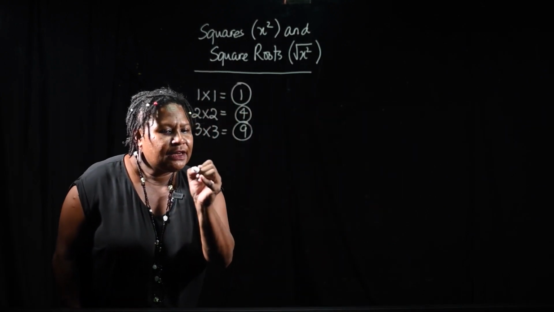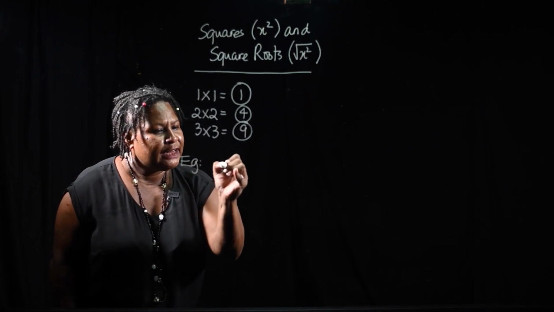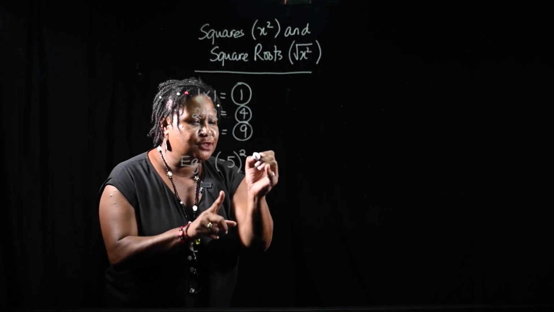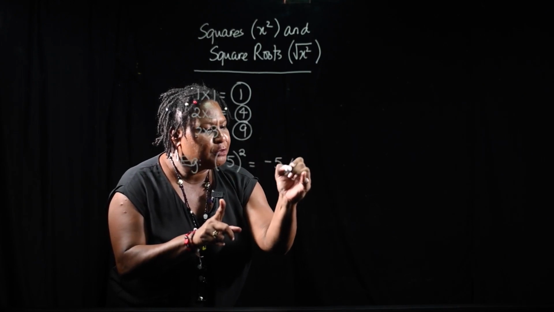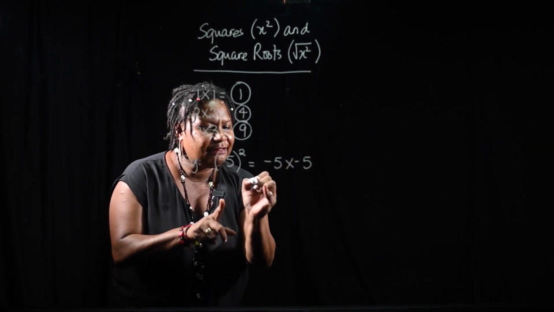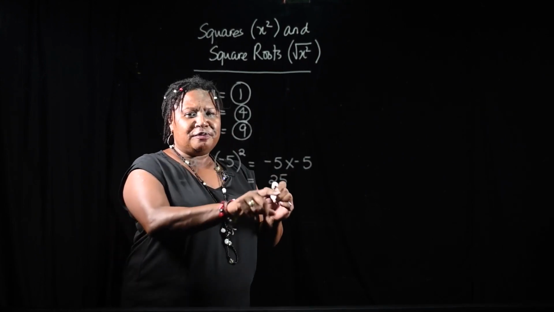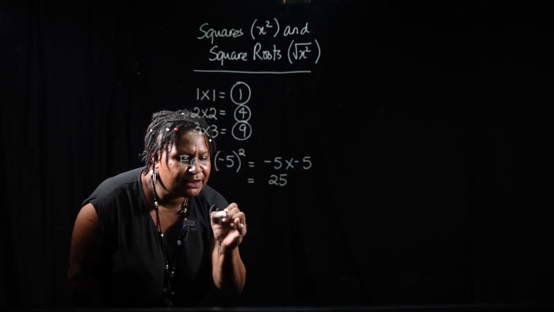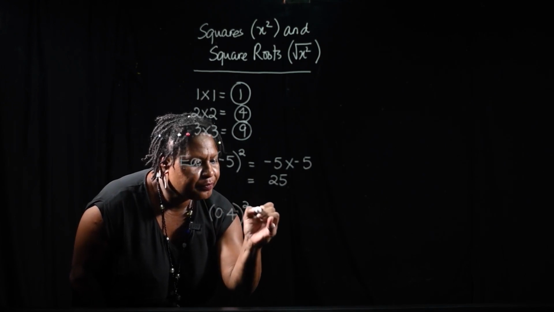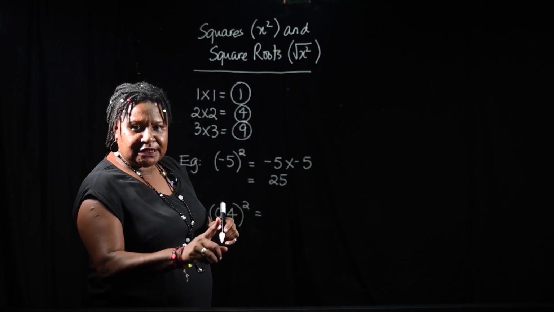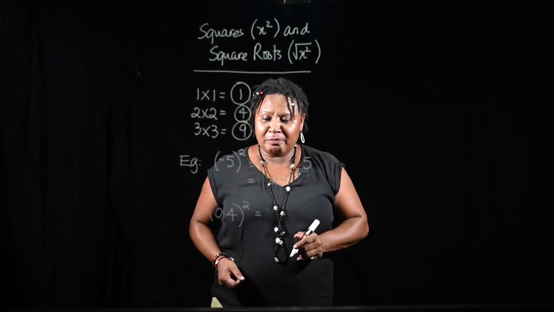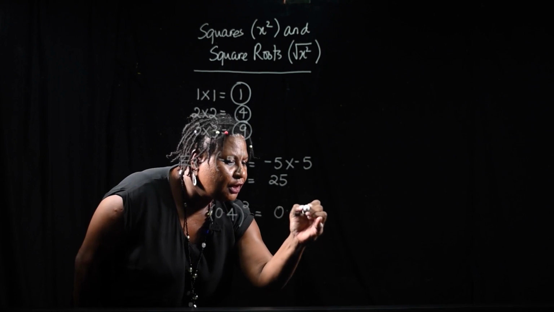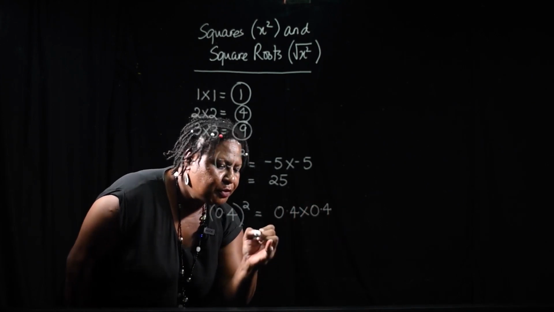First one, let's see the number negative 5. Negative 5 squared: when you see this, you know that negative 5 will be multiplied by itself. So that gives us a value of 25. Now, let's look at another number. This time, let's see a decimal number. Again, when you see a number like this, you know that you are multiplying 0.4 by itself. So 0.4 multiplied by 0.4.